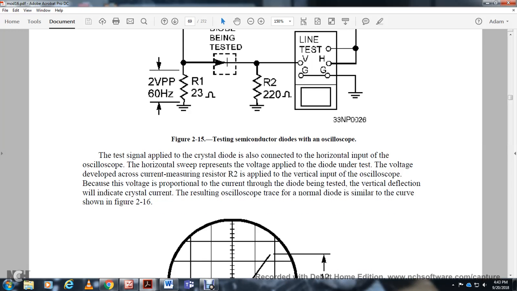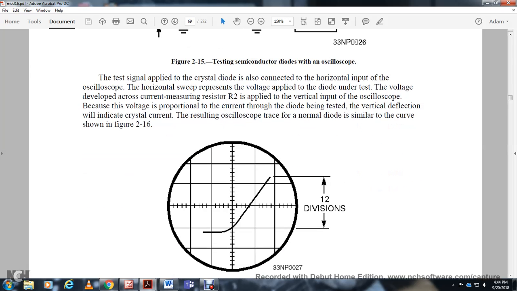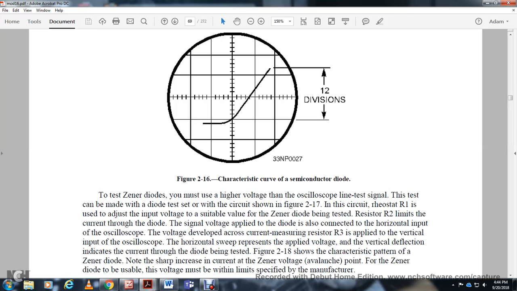Alright, the test signal is applied by the crystal diode connected with the horizontal input of the oscilloscope, and the horizontal sweep represents the voltage applied with the diode under test. The voltage developed across the current measuring resistor is applied with the vertical input of the oscilloscope, so the vertical deflection is the indicator of the crystal current. The result on the oscilloscope, from a normal diode, is a similar curve as shown in figure 216. Correct curve of the semiconductor.